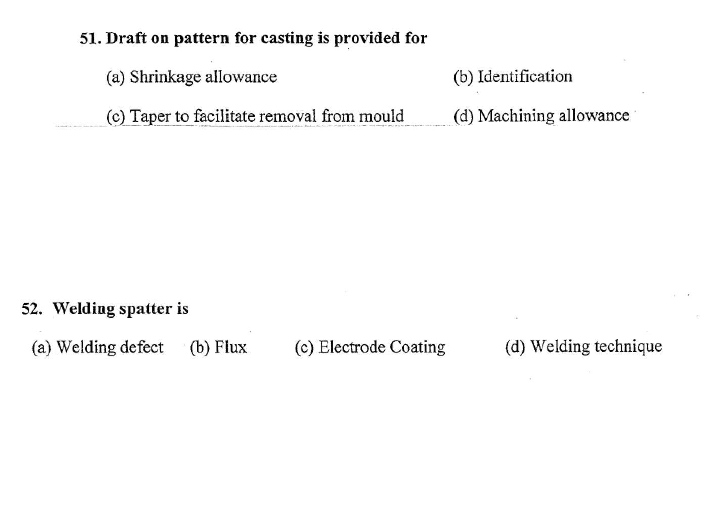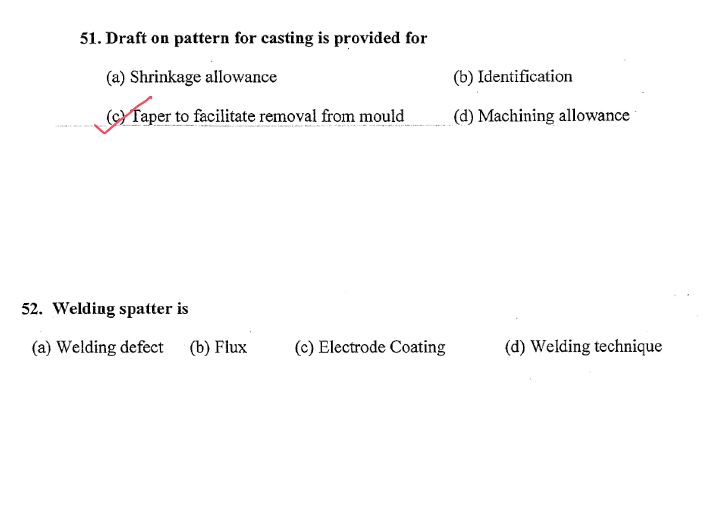Draft on pattern for casting is provided for: A, shrinkage allowance; B, identification; C, taper to facilitate removal from mold; D, machining allowance. Draft, we are giving taper to facilitate removal from mold.